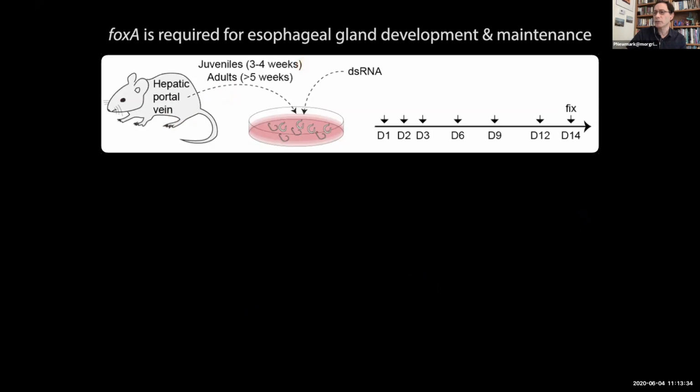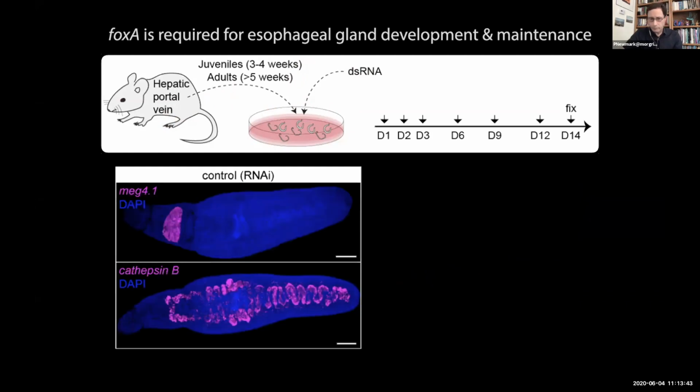So we can harvest juveniles, we can harvest adults, soak them in double-stranded RNA in the appropriate culture media, and fix them after a couple weeks in vitro. And this is what control parasites look like. So again, here's our esophageal gland marker in the control, of course, forming very nicely in vitro. Here's the gut marker, and you can see the morphology of the gut branches that I've shown you earlier.